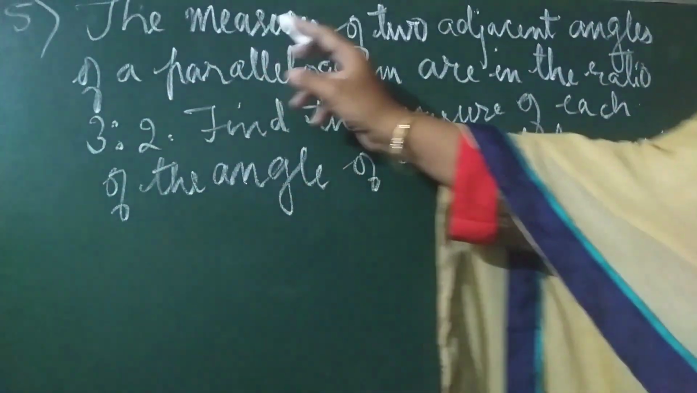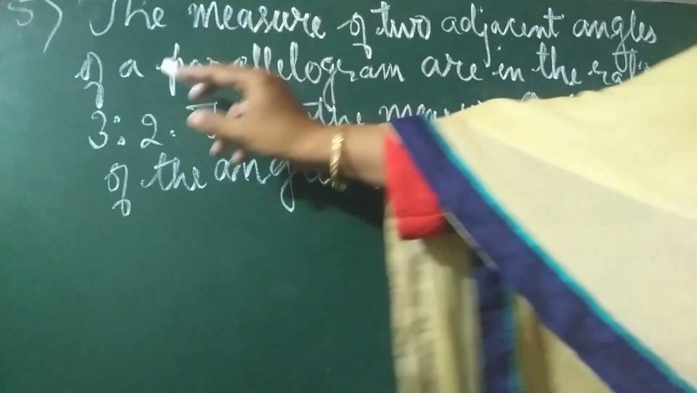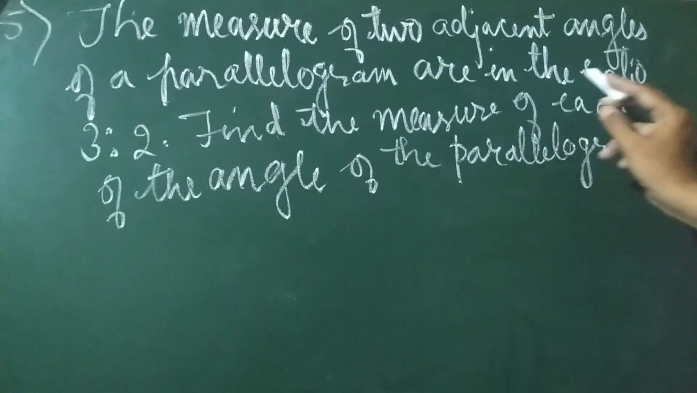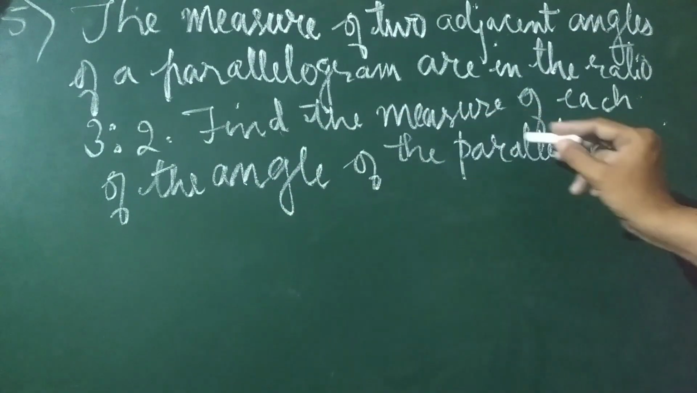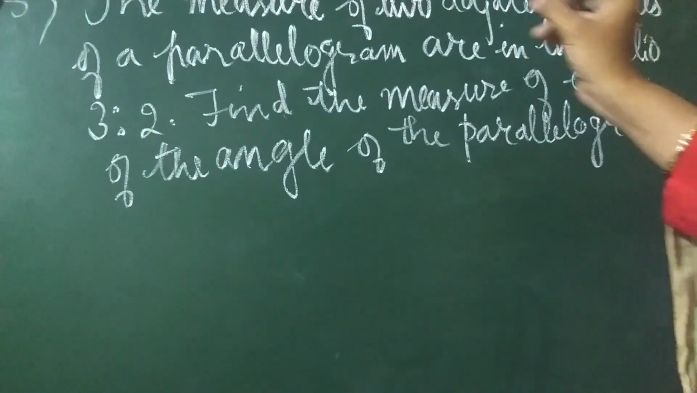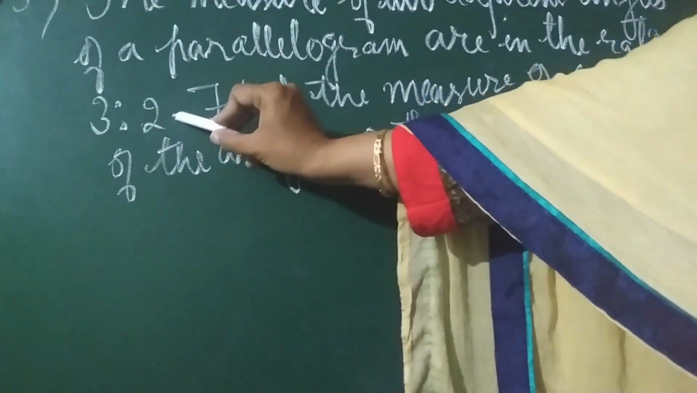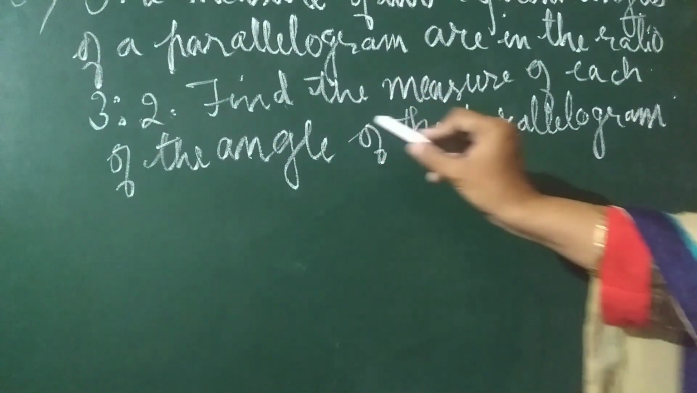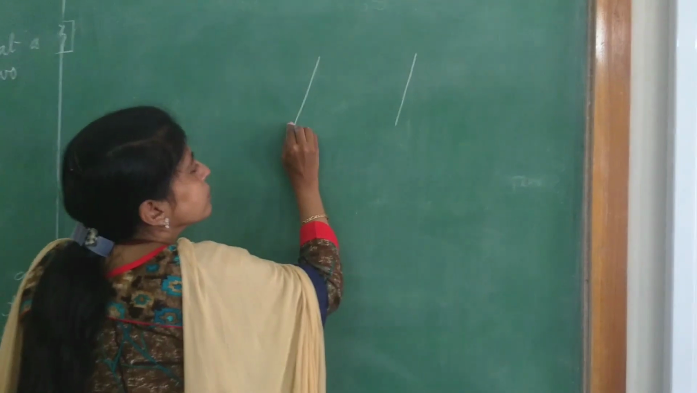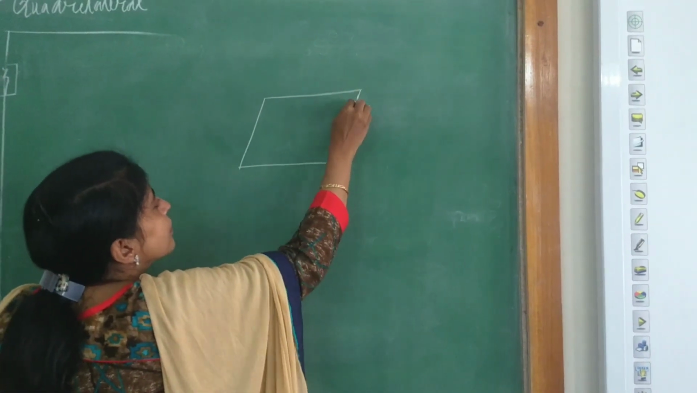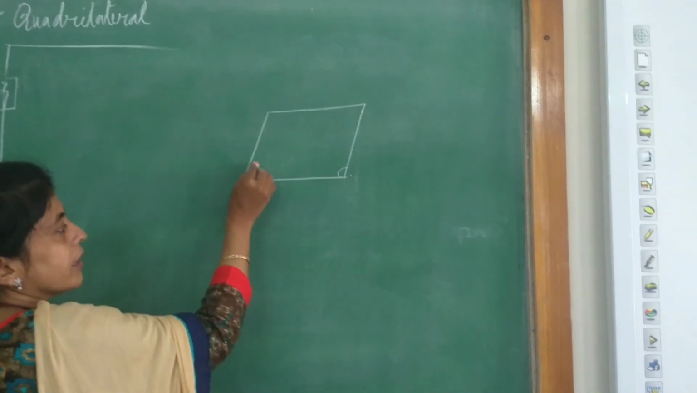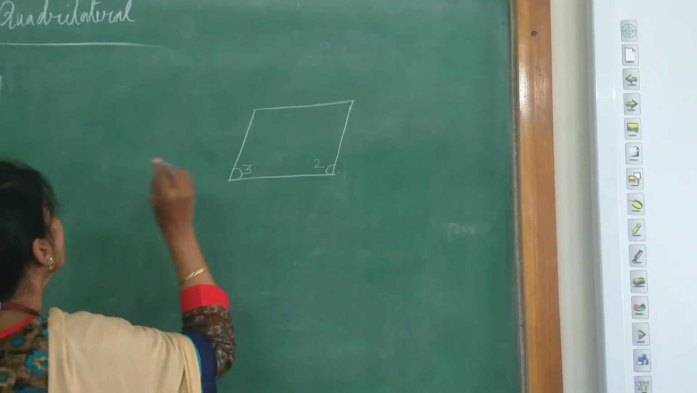Problem: the measure of two adjacent angles of a parallelogram are in the ratio 3:2. Find the measure of each of the angles of the parallelogram. We need to find the measure of all the angles of the parallelogram. For the given problem, these are the adjacent angles of the parallelogram. These are in the ratio 3:2.